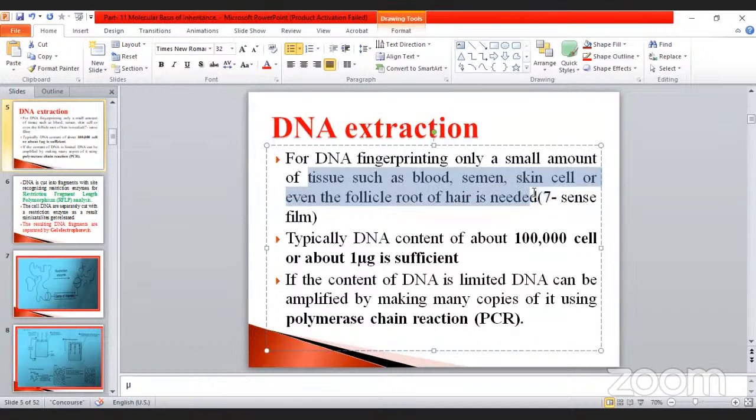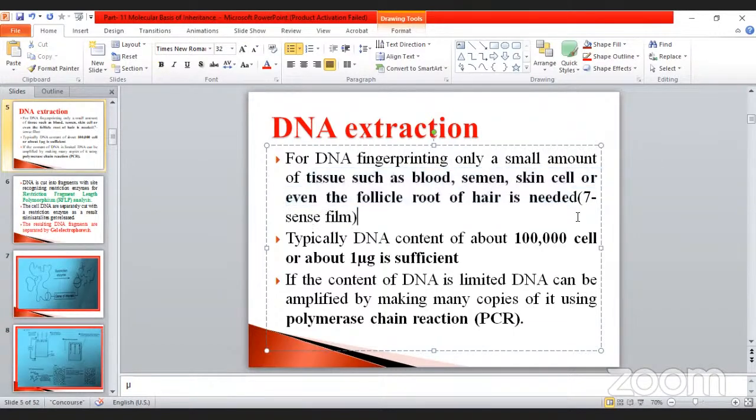So this is very important. First, you should collect the blood sample or semen or skin cell or even the follicle root of hair. Typically, DNA content of about 1 lakh cells or about 1 microgram is sufficient. Each and every cell contains very many nucleotides. There are so many nucleotides present in it. We need 1 microgram; this is sufficient.